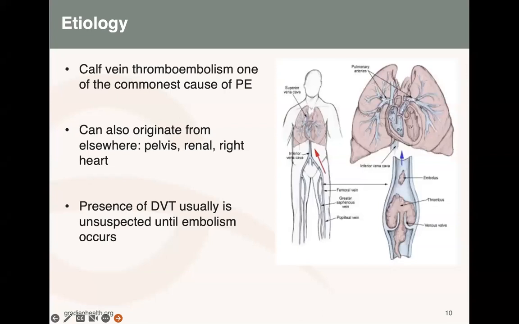Etiology. The calf vein thromboembolism is one of the most common causes of pulmonary embolism. It can originate anywhere from the lower extremity, but it can originate anywhere. It can arise from the pelvic veins, the renal veins, the heart, and also the upper extremities. The presence of DVT usually is unsuspected until embolism occurs. Next slide.